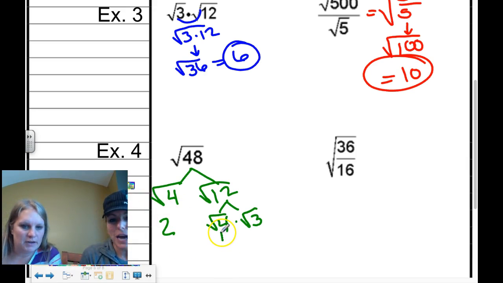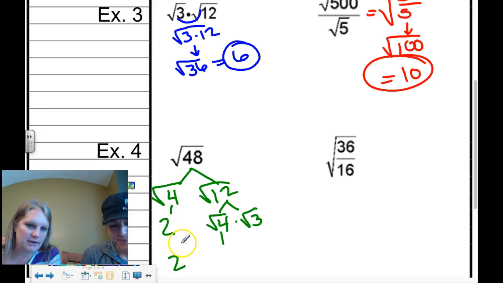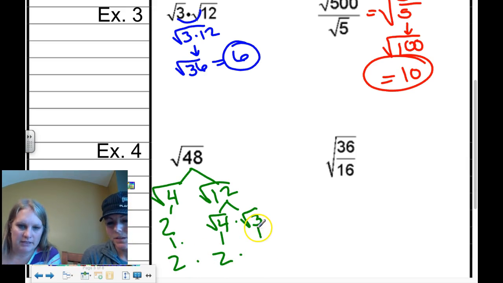You bring the 2 down. I know that this is, so I bring the 2 down. Yep, because I have to keep bringing it down. The square root of 4 is 2 again. Yep. And we multiply everything in between. And now I have to bring down the square root of 3.